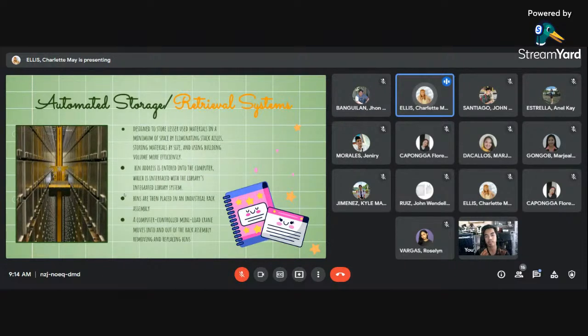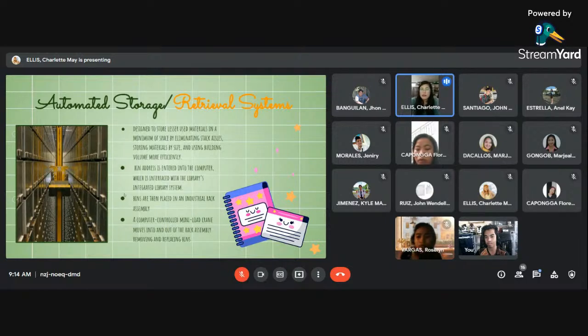An automated storage and retrieval system, or ASRS, is designed to store lesser used materials in a minimum of space by eliminating stack aisles, storing materials by size, and using building volume more efficiently. Items to be stored are assigned to and placed in a bin according to size, and each bin is assigned a location. The bin address is entered into the computer, which is interfaced with the library's integrated library system.